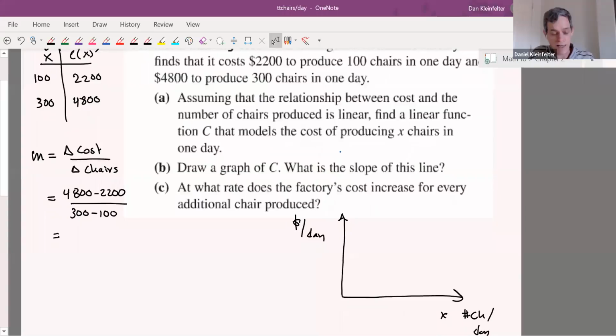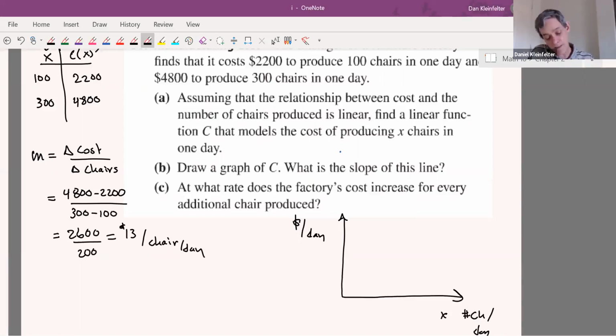Okay, we're just calculating the slope. So then 4,800 minus 2,200 is 2,600. And down below, 300 minus 100 is 200. And then that's going to be 13. Units on that are going to be dollars per chair per day. Okay. Each additional chair per day that they desire to produce will cost an additional $13.